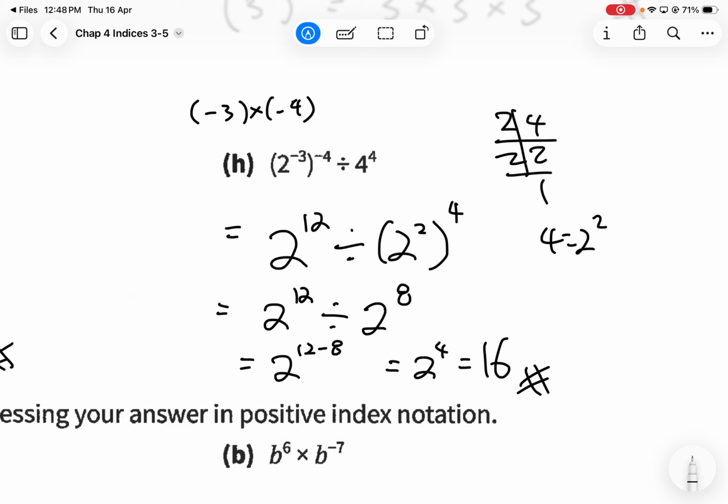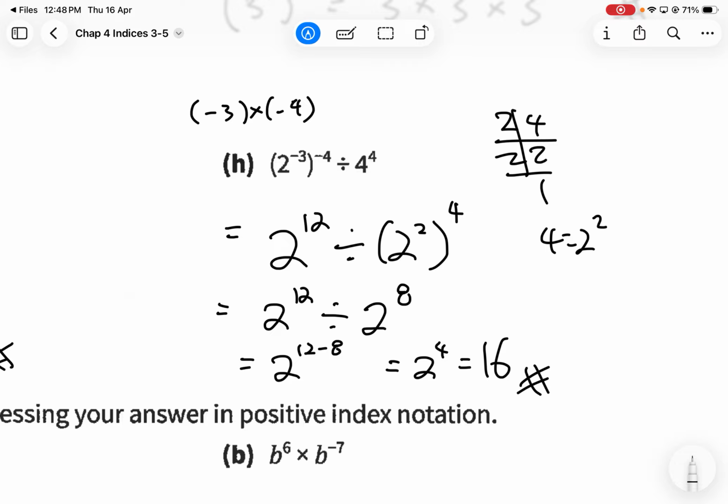From here, how you become here? 16. 2 times 2 is 4. 4 times 2 is 8. 8 times 2 is 16. Then the power becomes 12. 3, 6, 9, 12. Cannot. I thought there was an easier way.